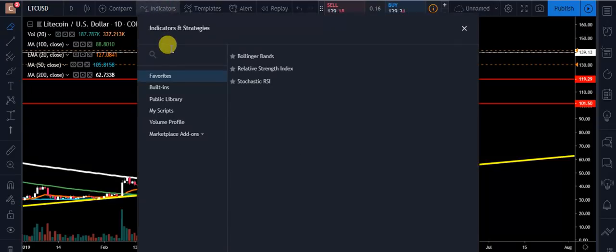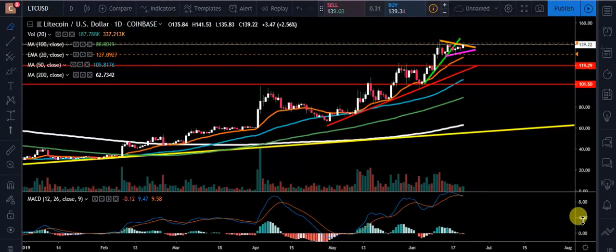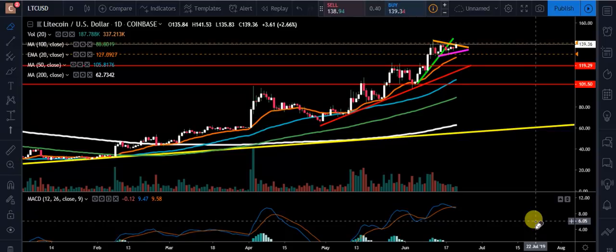Next one I want to go to is our MACD. Take a look at this. You guys tell me what you're doing with Litecoin right now. Have you been sitting in your positions? Are you in cash right now waiting for a good spot to buy? Let me know what you're doing.